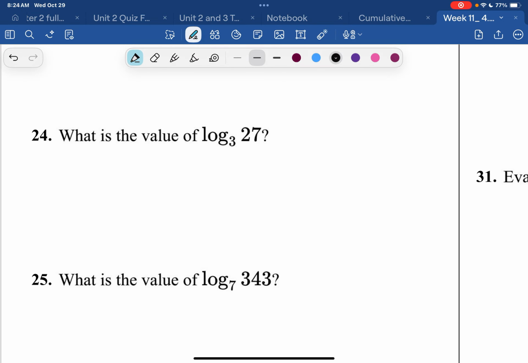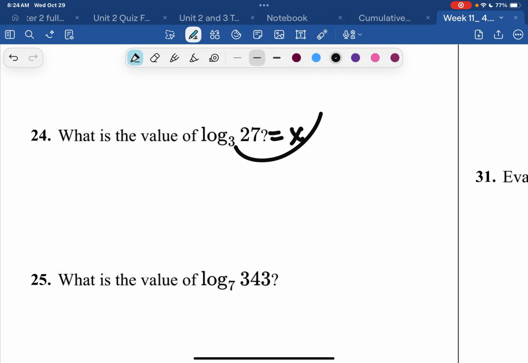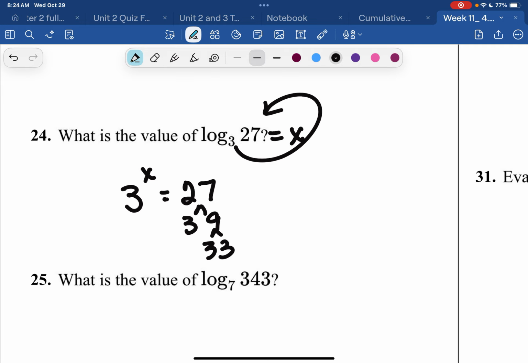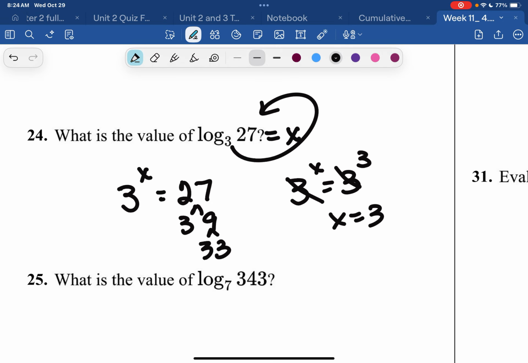Okay, that's all the same. This next section, if it asks you the value, you say equals x, and you go, whoosh, so we're going to rewrite it. So that's 3 to the x equals 27. You break it down, make it the same base. So that's 3 and 9 and 3 and 3. So it's 3 to the x equals 3 to the third. So x is 3.